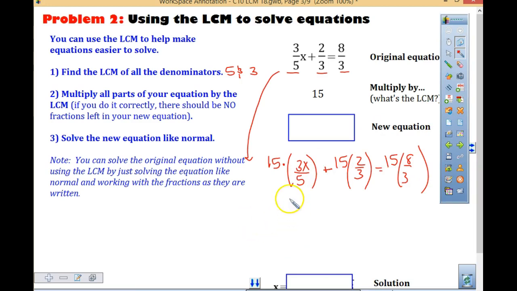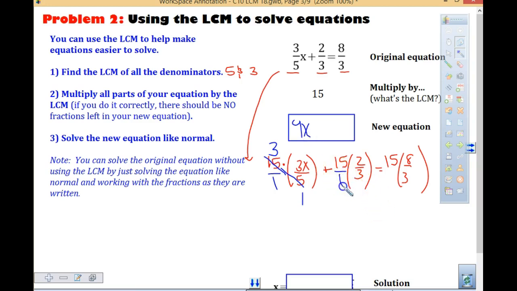So, as we look at this problem, I could take 15 times 3, but it gets kind of big. How many times does 5 go into 15? 3 times. So, I now have 5 goes in here once, and 5 goes into 15 3 times. So my new equation is going to be what? 3 times 3x, which is 9x.